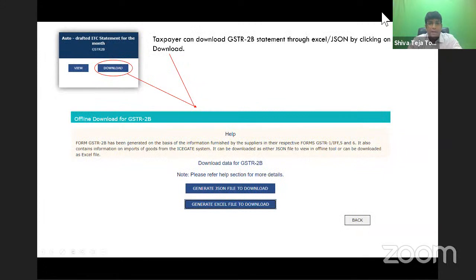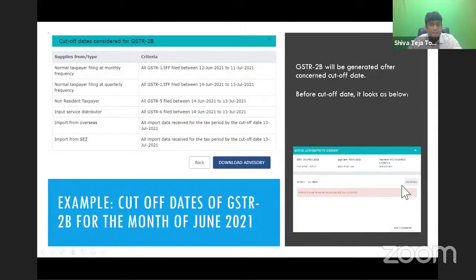Then, taxpayer can download GSTR 2B statement through Excel or JSON by clicking the download. So you have got two options: to download JSON file or to download Excel file. If you download JSON, what you have to do is go to that offline utility, there you can import that JSON file. But the better option is always to generate the Excel file and download, it is more easy. Yeah, done.